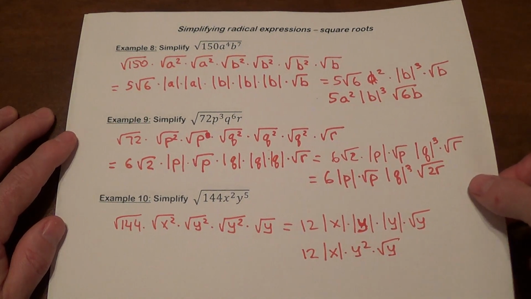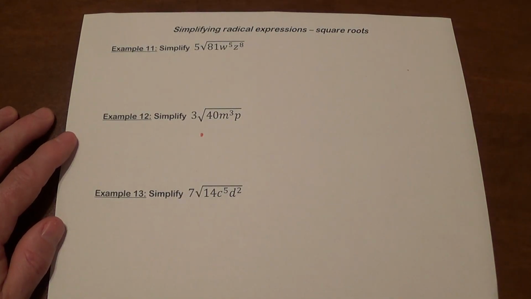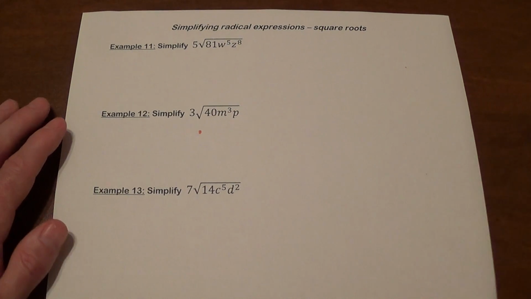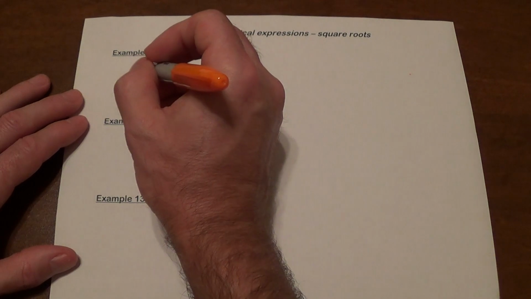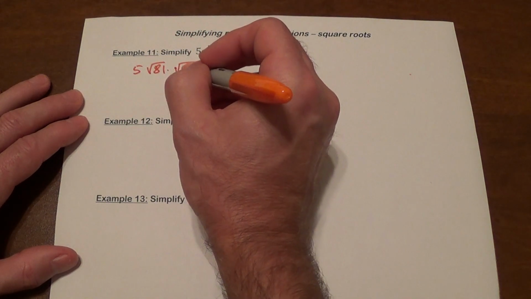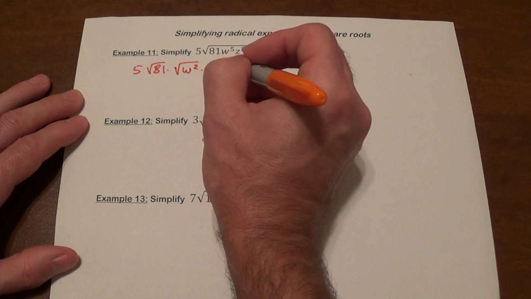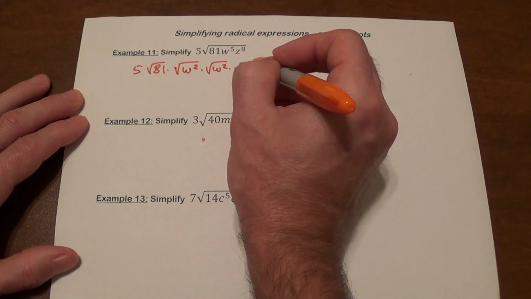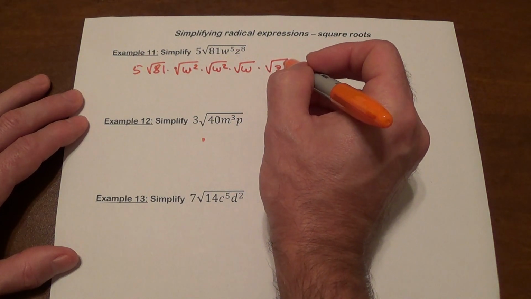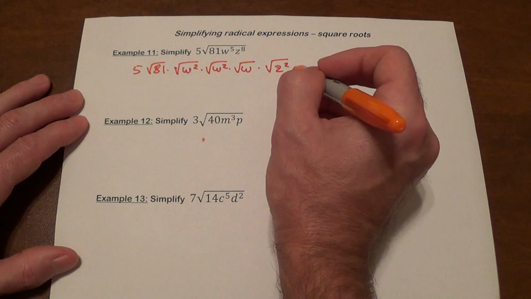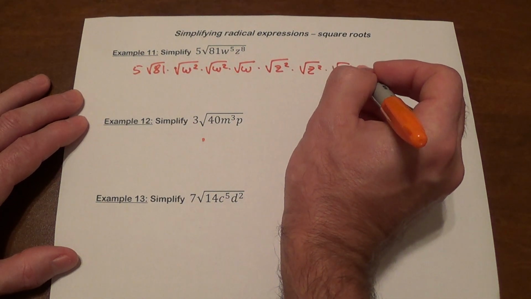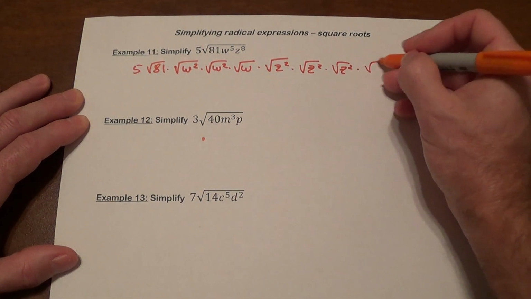And moving on. So a few more examples. You sometimes have a situation when there is also a number in front. So what do we have here? We're going to have 5 times the square root of 81 times the square root of w squared times the square root of w squared times the square root of w times the square root of z to the second power, square root of z squared, square root of z squared, and the square root of z squared.